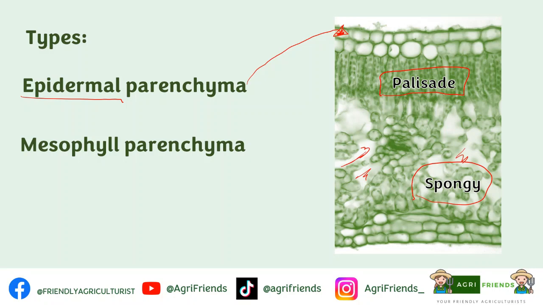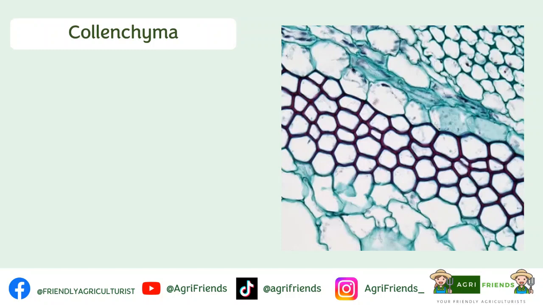The next type of cell is the collenchyma. The term collenchyma comes from the Greek words kola and enchuma. So the coll comes from the word kola, meaning glue. Okay? And the enchyma means infusion.